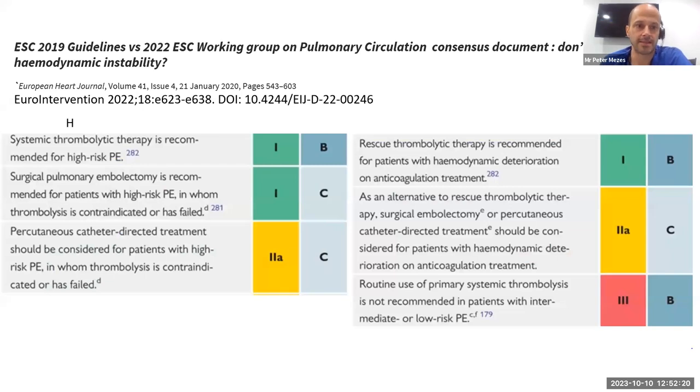So currently the ESC guideline recommends systemic thrombolysis for all the patients who have high-risk PE, so hemodynamically unstable. But as I said previously, there is a large proportion of patients who cannot have systemic lysis for various reasons, or if the systemic lysis fails. In these cases, the guideline recommends to consider other options, including surgery or catheter-directed treatment. While for the intermediate high-risk group, the guideline only suggests using thrombolytic therapy, or as an alternative using other options as a rescue. So only when the patient deteriorates while on anticoagulation alone should they be considered for reperfusion.